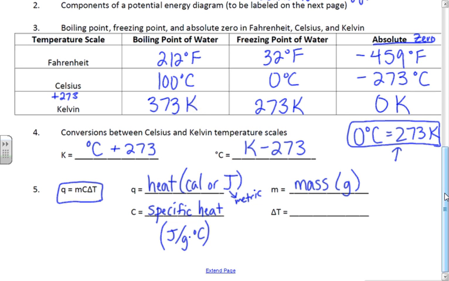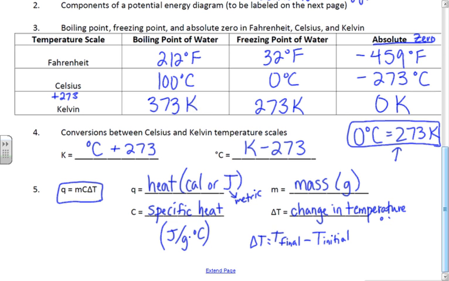That's just one example. And then for delta T, remember that little triangle is the Greek letter delta, and it means change. So this is going to be the change in temperature. And the way that we figure that out is we take our final temperature, whatever temperature we end up with, and we subtract the initial temperature, the temperature that we start with. And that's how we find our change in temperature. That's going to help us know whether or not it's going to be positive or negative.